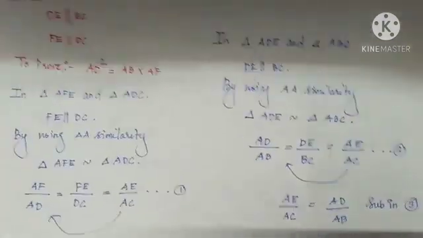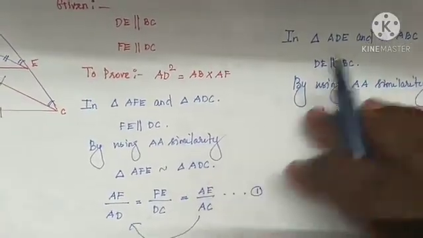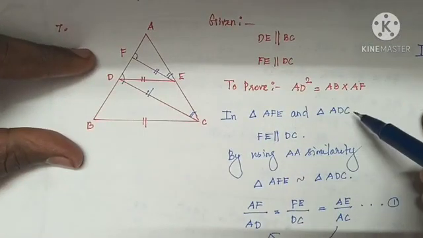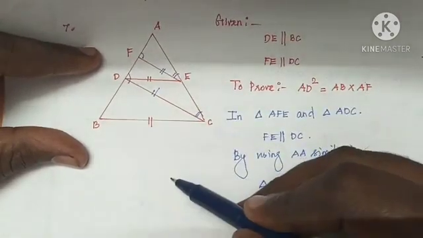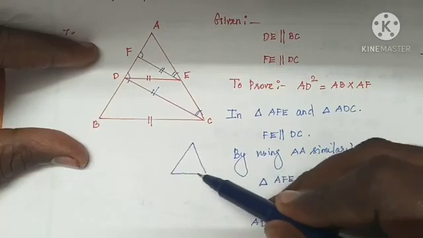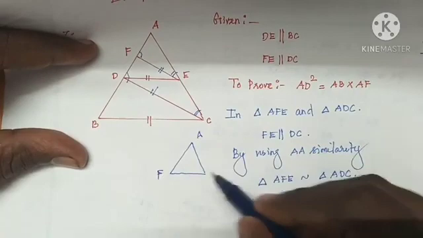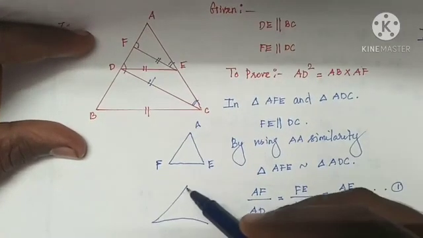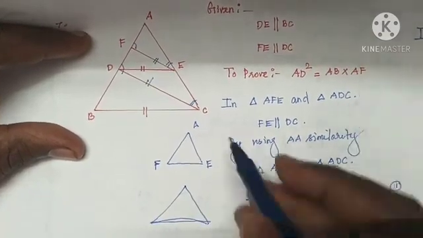I hope you understand. If you have any doubt, you can draw the triangles separately. Here I have taken triangle AFE and ADC. If you want, you can draw it again. For example, this AFE, then one more we compare with the triangle ADC.